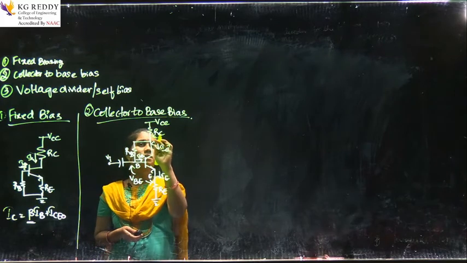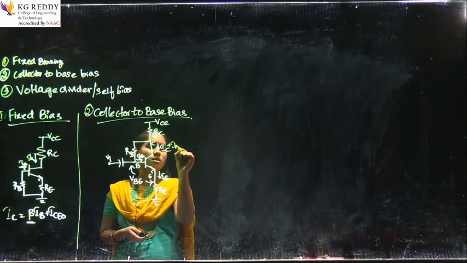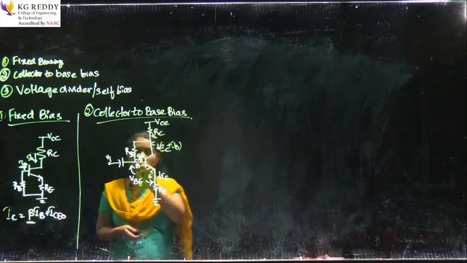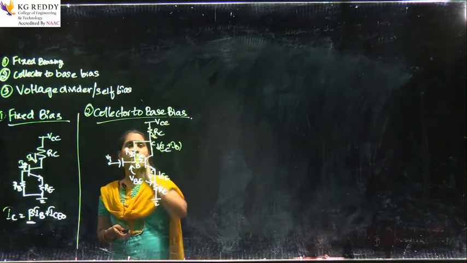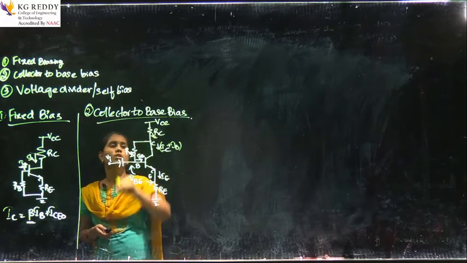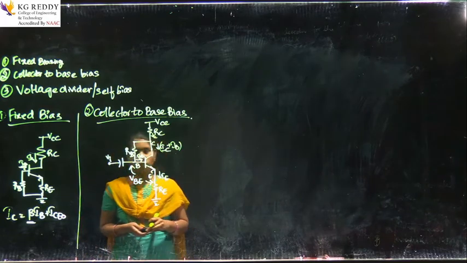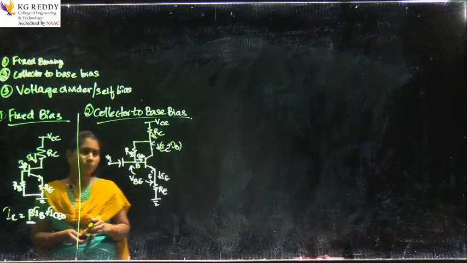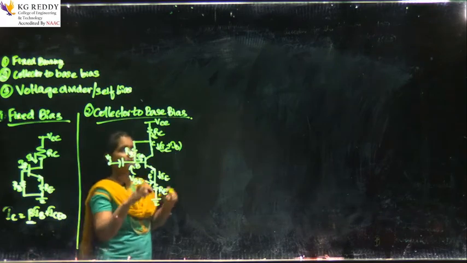So, now here just see here the current IB, IC would be there, but here it is IC plus IB through the resistor. IC plus IB current would be flowing through this one. Why? Because as RB is connected to the base, IC plus IB current would be flowing through this one. So, now let us analyze the circuit.